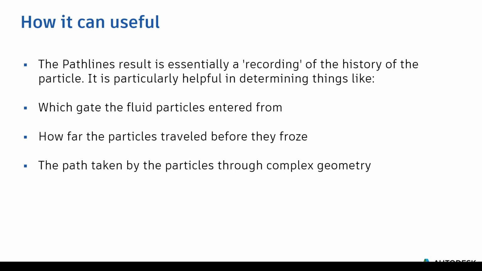How can it be useful? Pathline results are essentially a recording of the history of the particles. It is particularly helpful in determining things like which gate the fluid particle enters from, how far the particle travels before it freezes off, and the path taken by the particle through complex geometry.